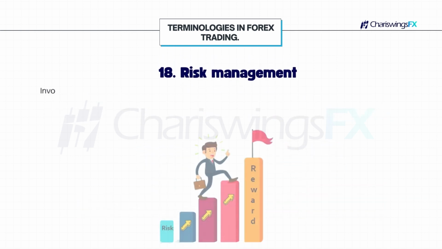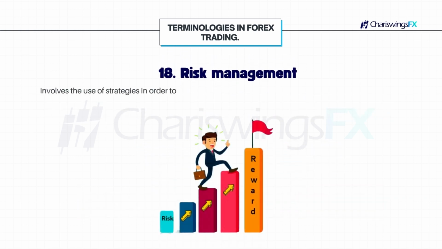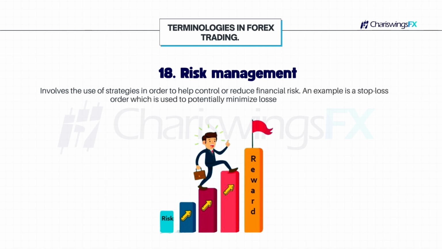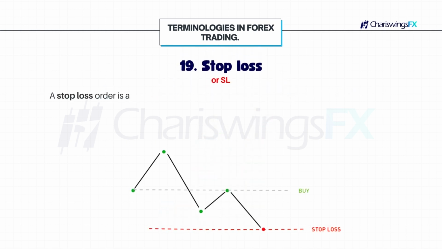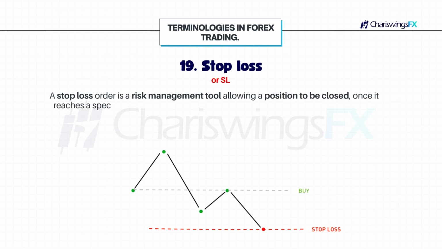18. Risk management involves the use of strategies in order to help control or reduce financial risk. An example is a stop-loss order, which is used to potentially minimize losses on a trade. 19. Stop-loss or SL. A stop-loss order is a risk management tool allowing a position to be closed once it reaches a specific preset price.